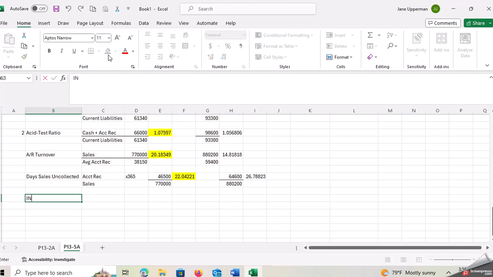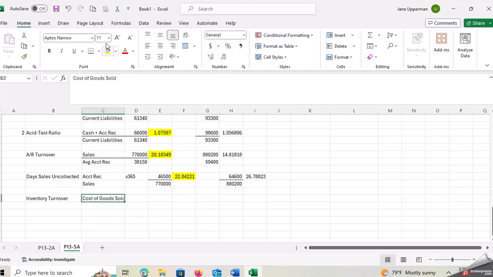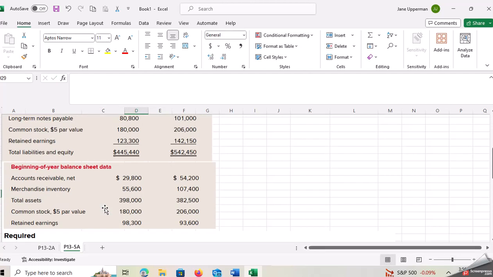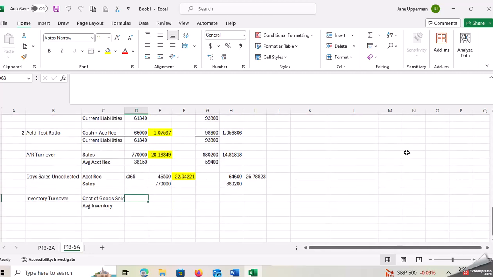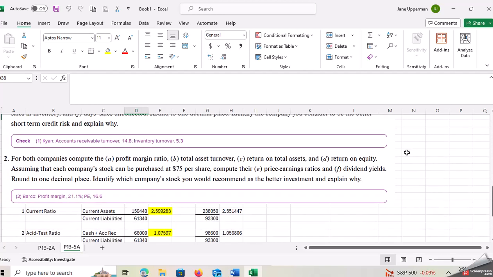And then we have our inventory turnover. That is going to be our cost of goods sold divided by our average inventory. So if we go back up, our cost of goods sold is over to the right: 585,100. And then our average inventory we'll have to calculate.